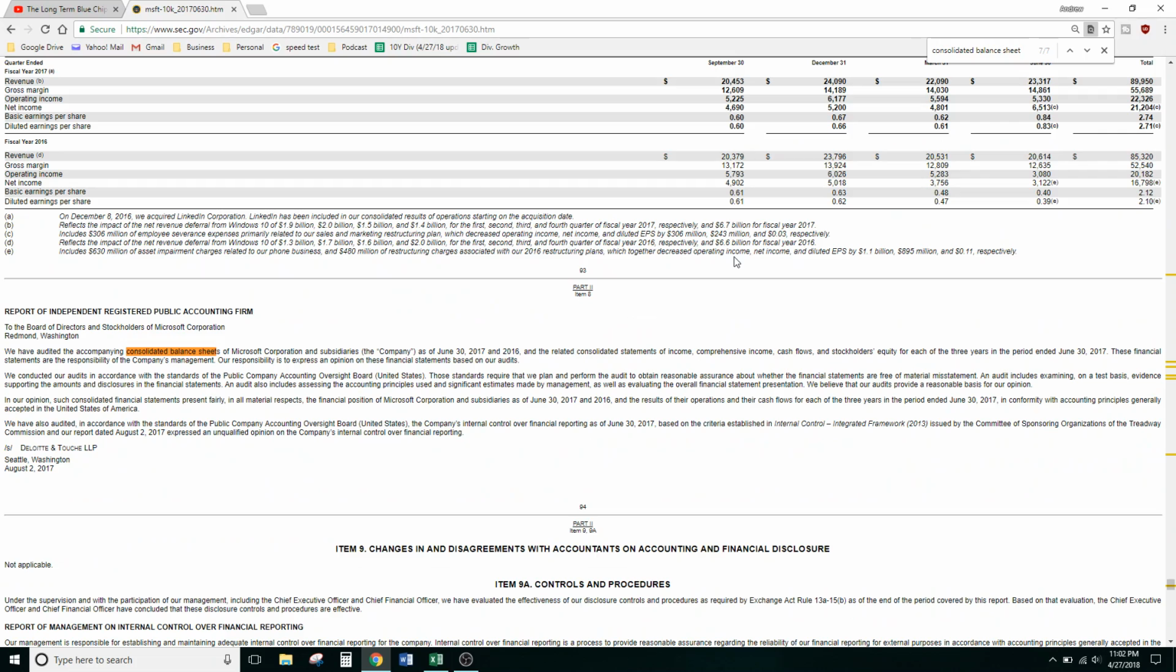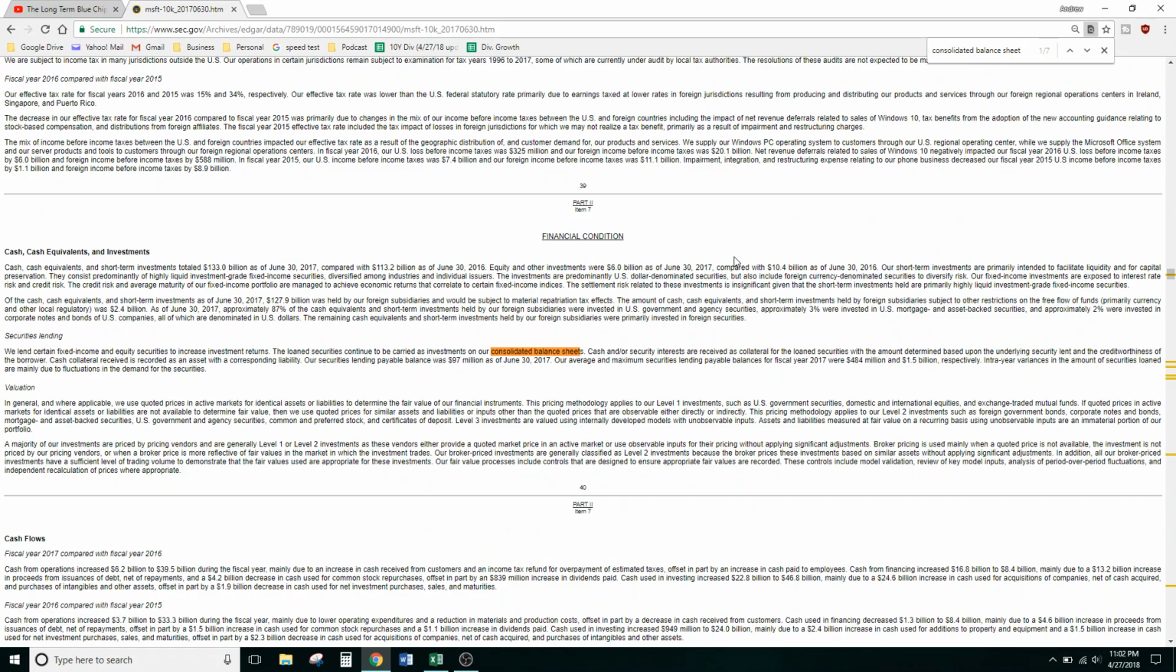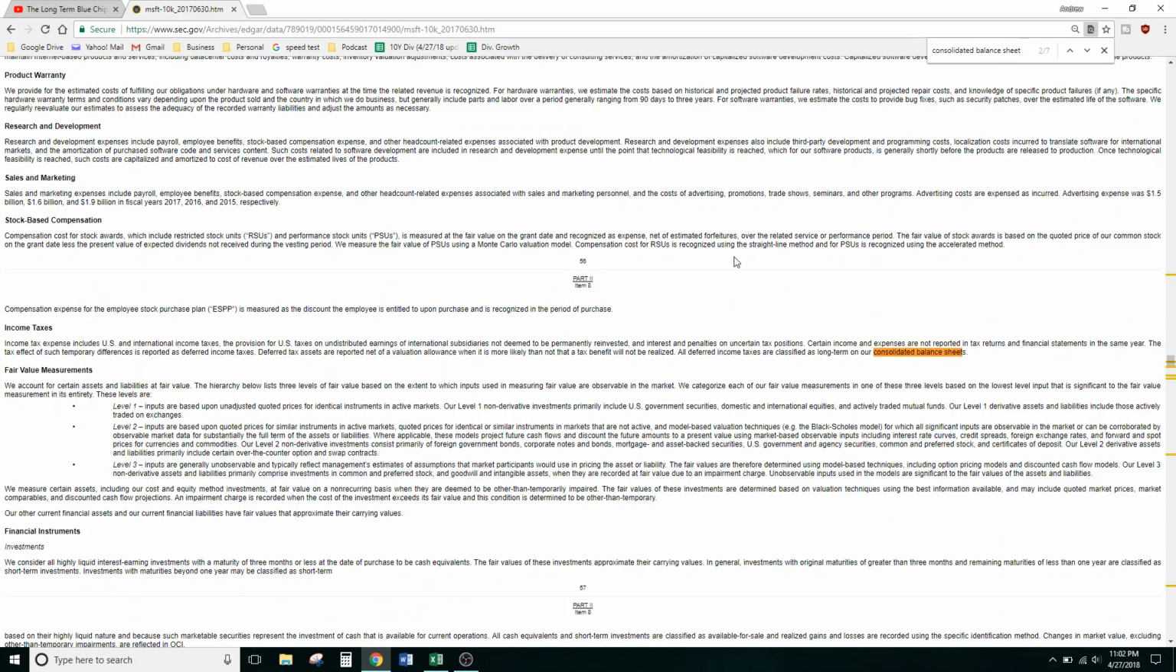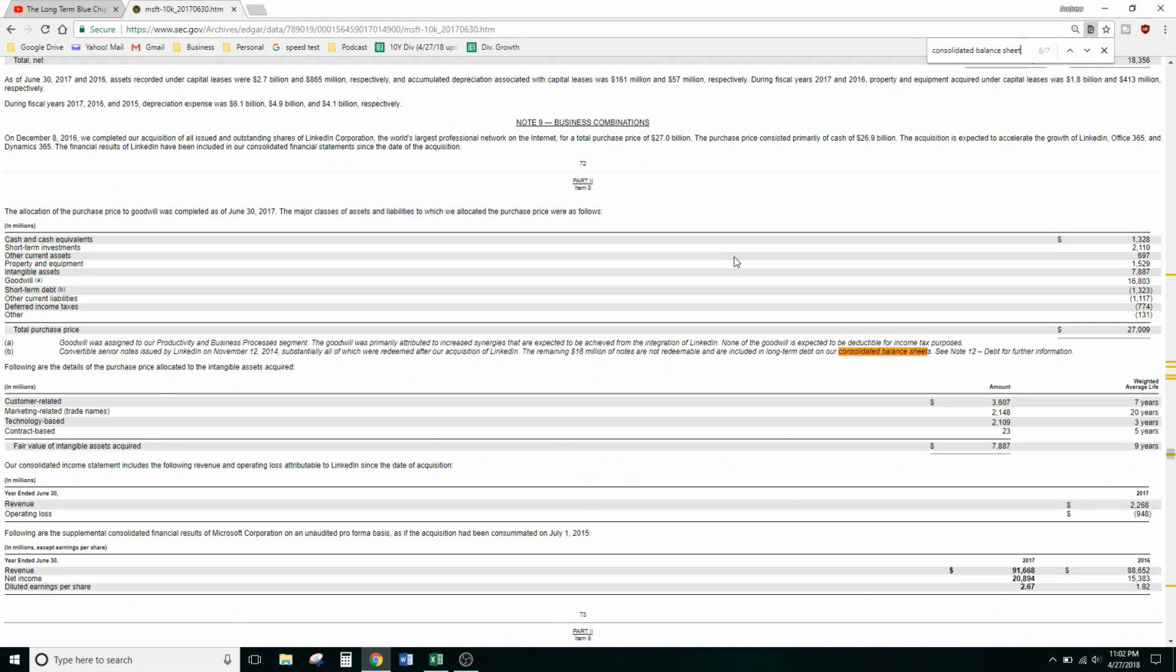Control F is to search for that word in the document, and as you can see, it's not pulling us to the consolidated balance sheet, which is where we need to go. So again, another instance of, well, this business must be reporting their annual reports in a different way.